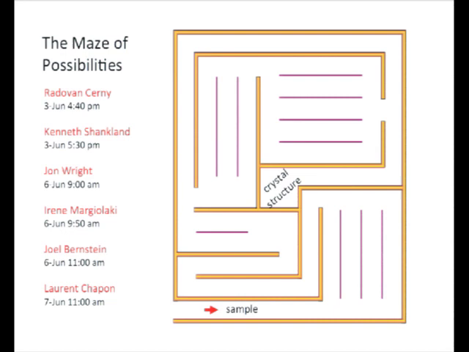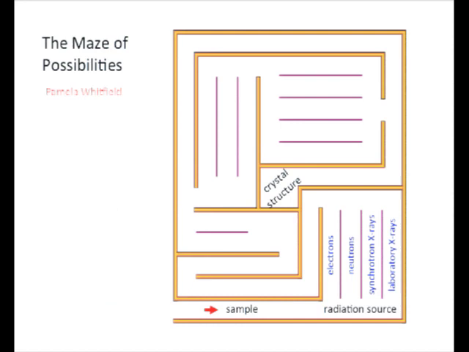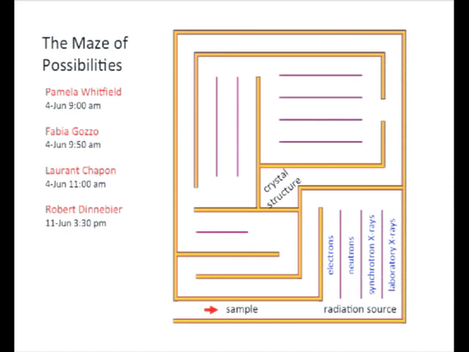We then have a decision to make. What kind of radiation should we use? Is the lab diffractometer good enough? It often is. Do we really need a synchrotron? A neutron's better. We have a school going on in parallel all about electron diffraction.